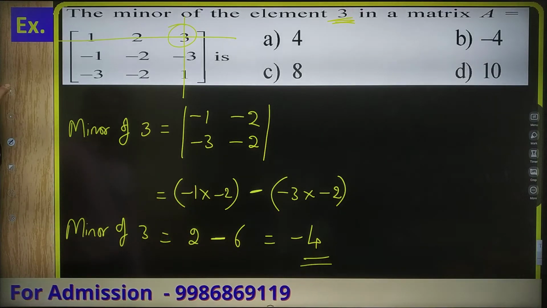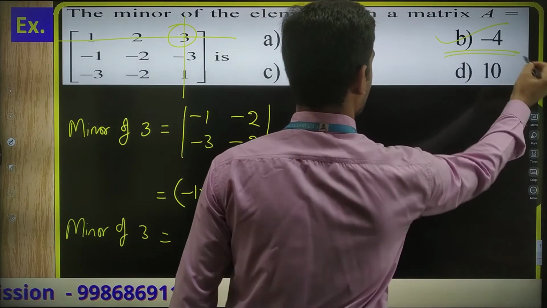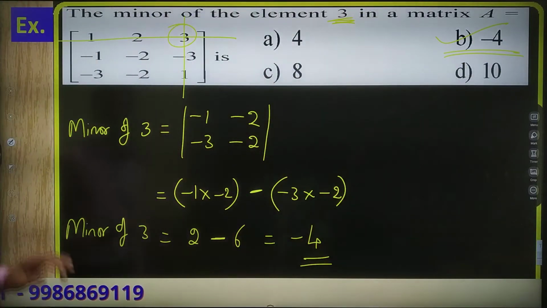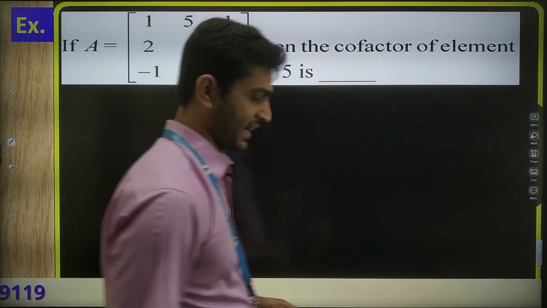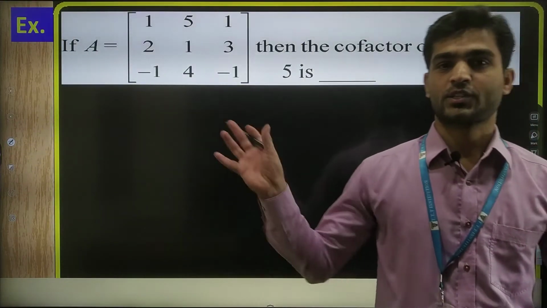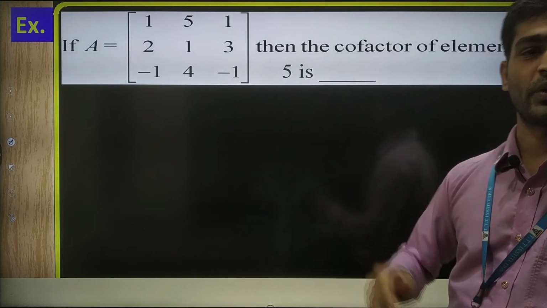So next question, we'll proceed with the next one. Hope that then according to this, which is the right option? See, B is the right option. Next question. See, again here is one of the questions. A 3x3 matrix is given. In that, the cofactor of element 5 is.